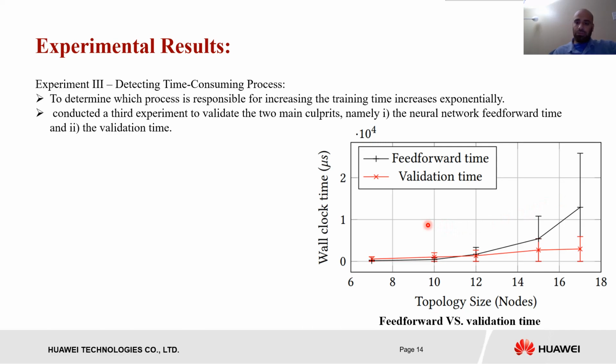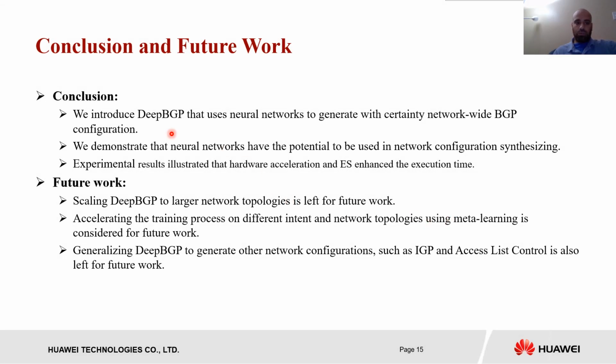And this concludes our work. As we saw, we introduced DeepBGP, which uses a neural network to generate network-wide BGP configuration with certainty. We also demonstrated that neural networks have the potential to be used in network configuration synthesis, and we experimentally illustrated that hardware acceleration and ES improve the execution time.